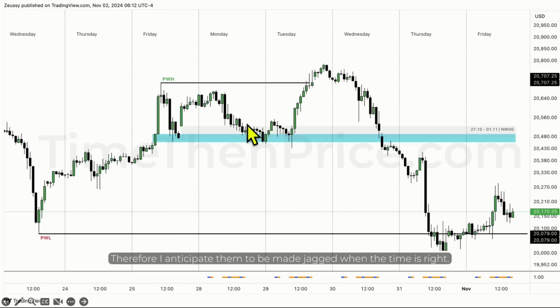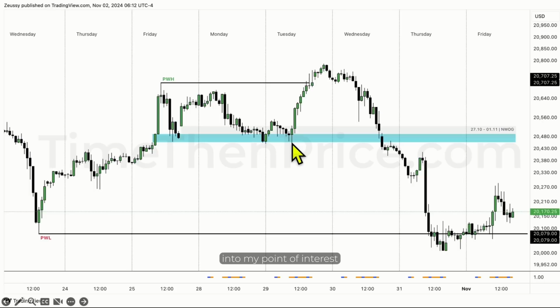On Tuesday, we had 10 AM high impact news. Meaning, I was anticipating that after 10 a.m., we would likely see big green candles towards the upside, drawing towards that previous day high and drawing towards that previous week high. What I was waiting for was manipulation towards the downside into my point of interest so that we could then distribute afterwards.